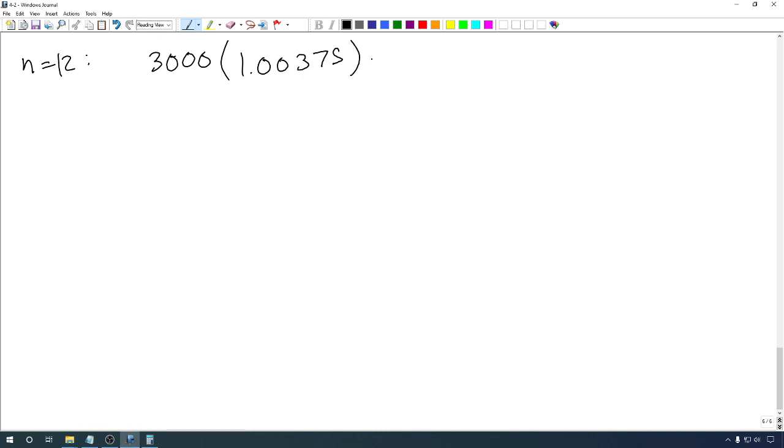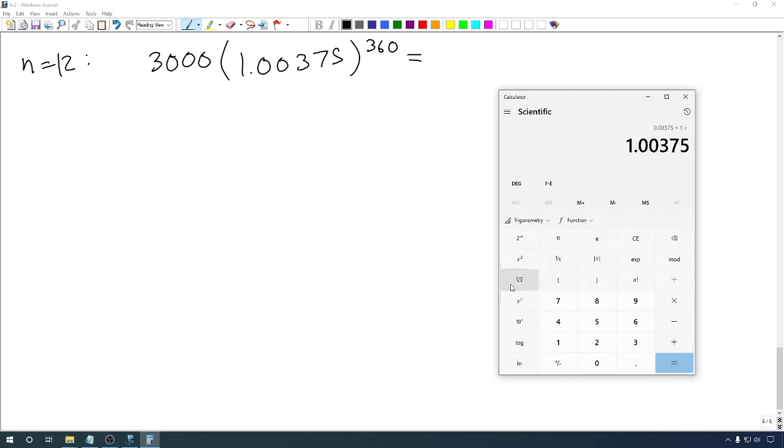1.00375. Of course, we're taking n times t. t is still 30. We're going to multiply 30 by 12. We get 360. So we take this to the 360 power and multiply by 3,000. 11,543.09.